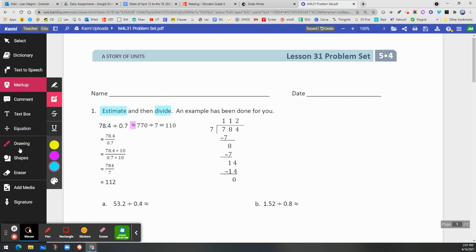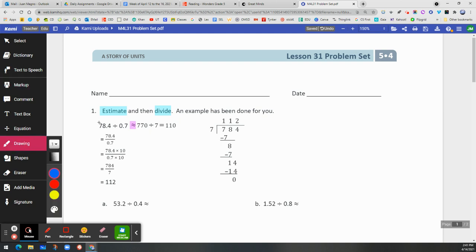Okay, and as you can see, we already noticed that they gave us an example, and this symbol means approximate or that it has been estimated. Now, you are going to ask yourself, why did they round the 78.4 to 770?